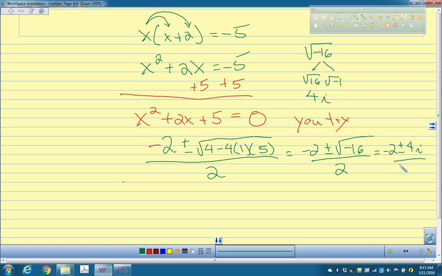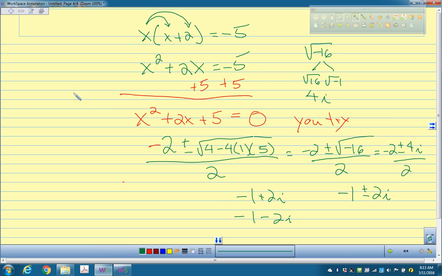4i divided by 2. Like I did in that previous problem, you can divide everything by 2, and you get negative 1 plus or minus 2i divided by 2 is just 1, right? Okay? And so you end up getting negative 1 plus 2i, or negative 1 minus 2i.